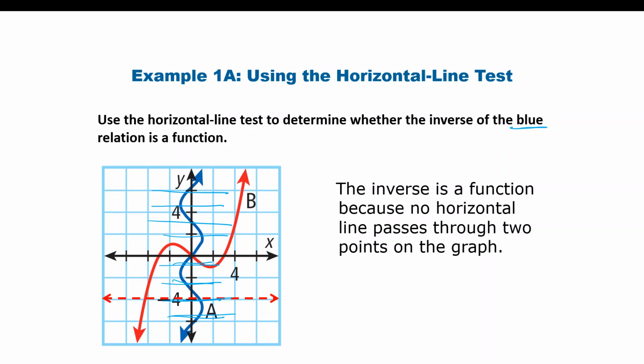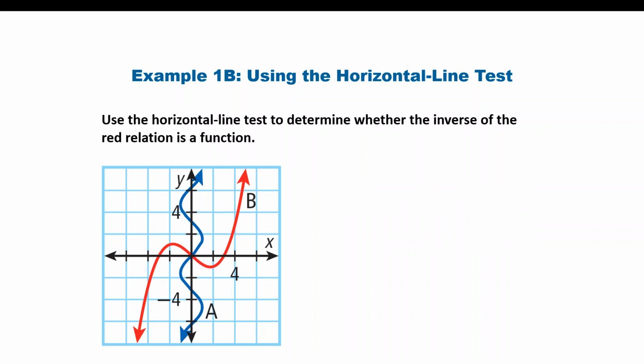All right, next. In this example, we're going to try the red one now. So now we're going to look at this red graph. All right, so let's do the horizontal line test on the red graph. So it's okay here, it's okay here, it's okay here, but look what happens when I get up here. For each y, I have several points that pass through, so I have several x's. So that tells us that it does not pass the horizontal line test.